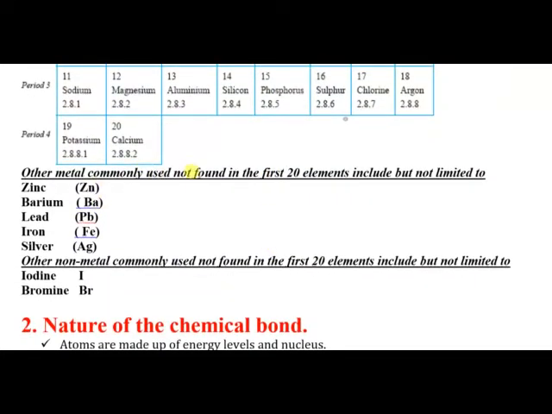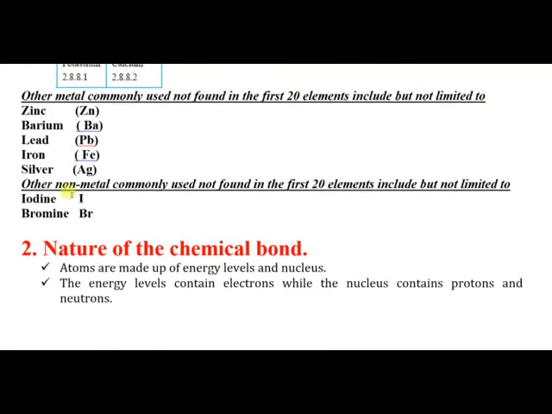Other metals commonly used not found in the first 20 elements include, but are not limited to, zinc, barium, lead, iron, silver. So these are other metals which we don't have here, but you will find when somebody asks you, what is the bond in zinc chloride? Zinc chloride, what kind of bond is that? So zinc oxide, what bond is there? So that's what I have written here. We have some other non-metals which are not in the first 20 elements, but we use them: iodine and bromine. They are in group 7. So they are non-metals. Very good.